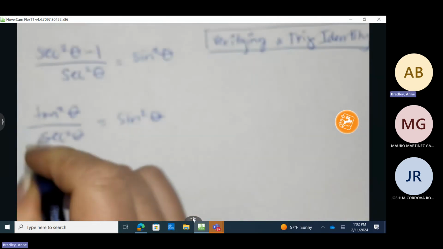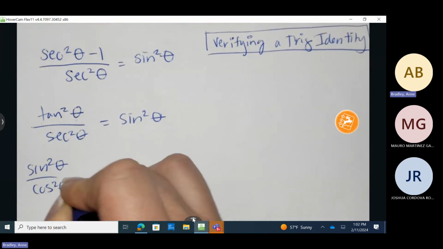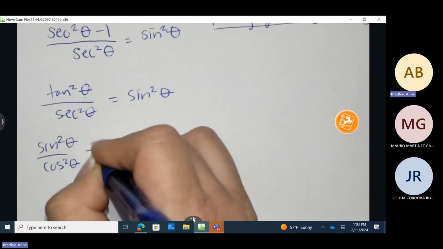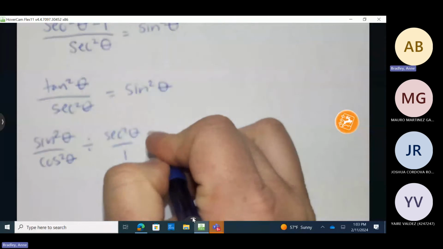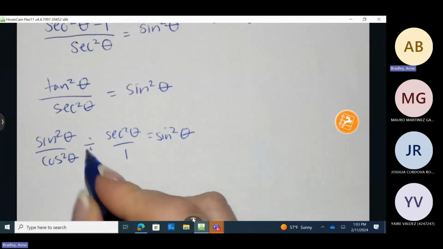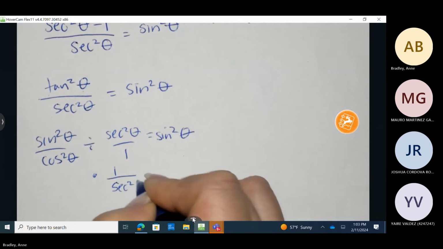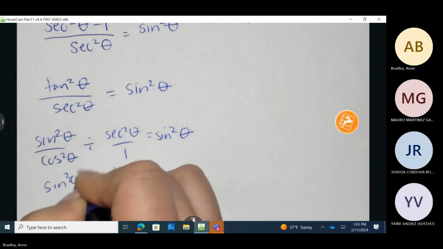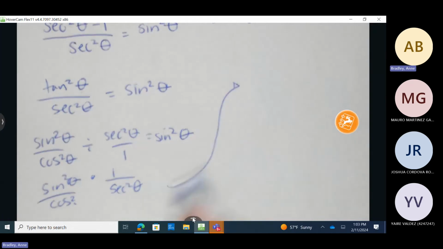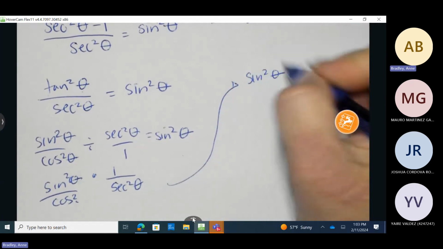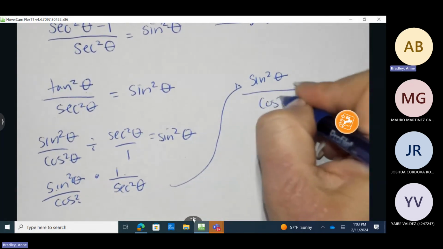Now I know that tangent squared is the same as sine squared over cosine squared. And I'm going to divide this by the secant squared. When we do division, I should write the entire statement out. I'm going to turn division into multiplying, and I'm going to flip it. So now on top, I can multiply straight across. I have sine squared theta, because sine squared times 1 is just still sine squared theta. On the bottom, I have cosine squared theta.